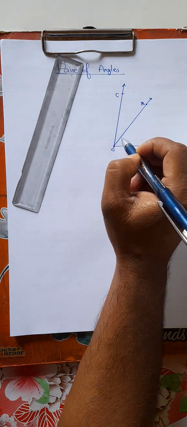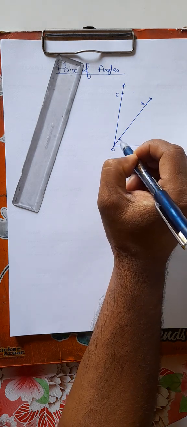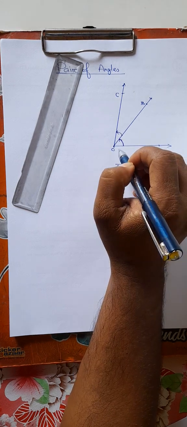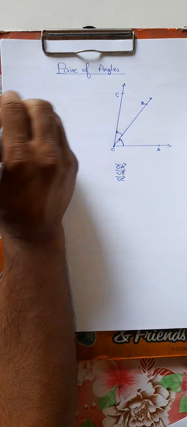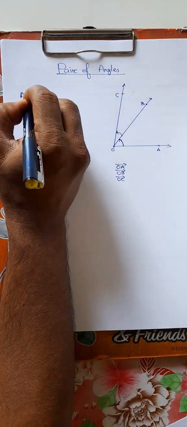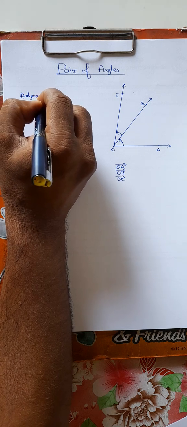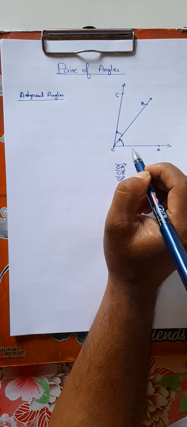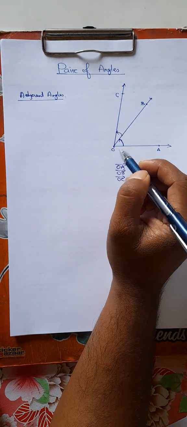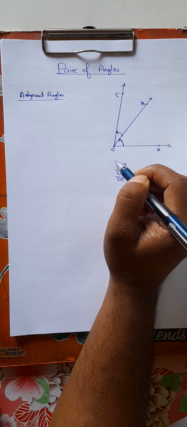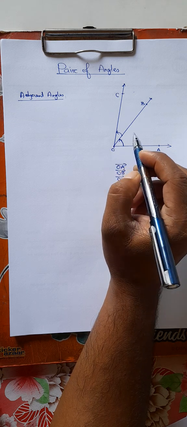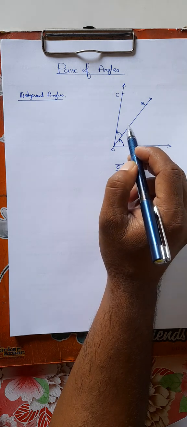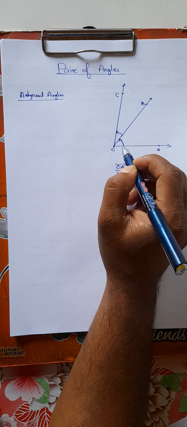Now you see a pair of angles are formed here. This angle and another is this angle. Right? Now we call this pair as adjacent angles. Adjacent angles, how will you get adjacent angles? When you start three rays with same initial point, vertex is same, then a pair of angles are formed on either side of the common ray. These angles are called adjacent angles.